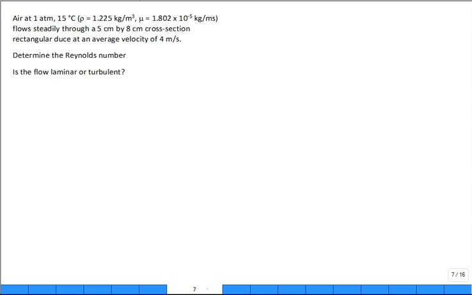Ready to solve a problem? So they have airflow. They give you the temperature so you can get the density of the air and the viscosity of the air. It's through a 5 centimeter by 8 centimeter cross-sectional rectangular duct at an average velocity of 4 meters per second. Determine the Reynolds number. And so you want to use Reynolds number as rho V D hydraulic over mu, because we don't have a round duct. We'll use the hydraulic diameter. We know rho and V and mu, just need to get that hydraulic diameter.